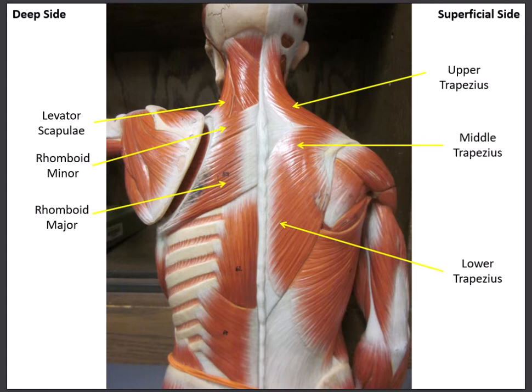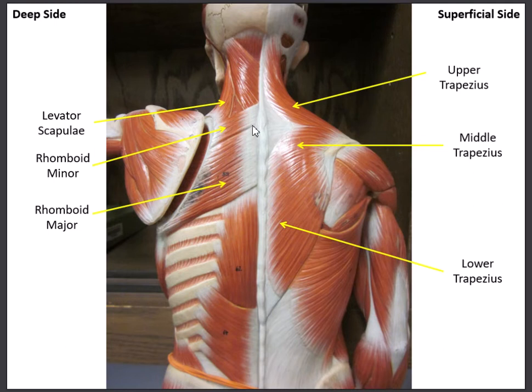There's really nothing to memorize, right? It's going to levate, which means to elevate the scapula. So again, if you do a shoulder shrug, that would be the action. Right? A levator scapulae.